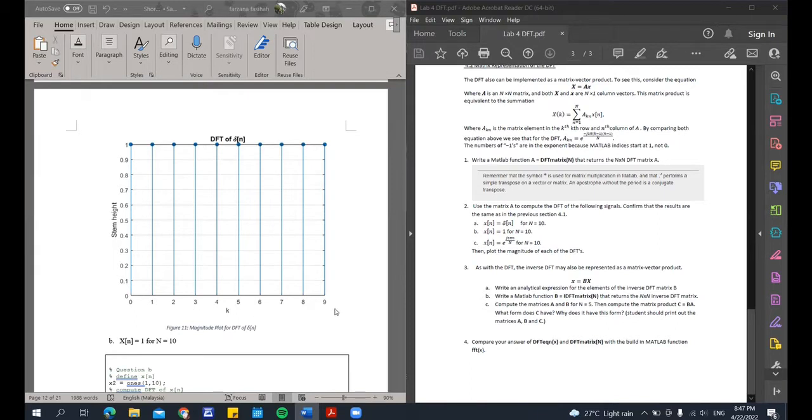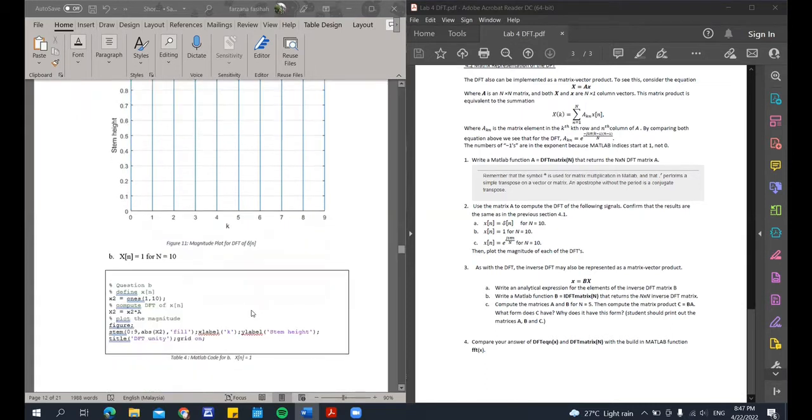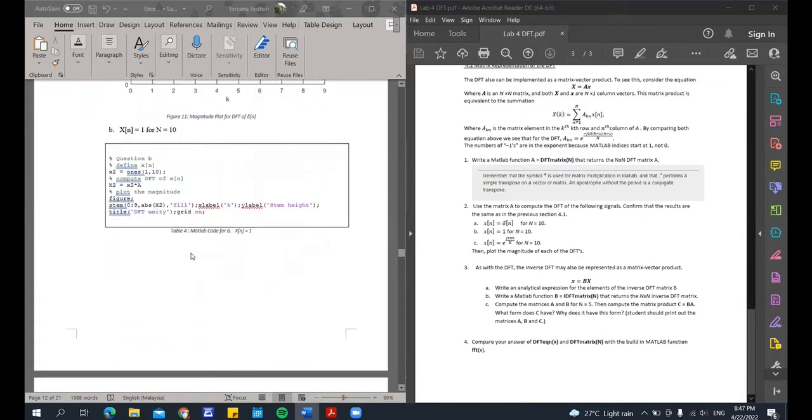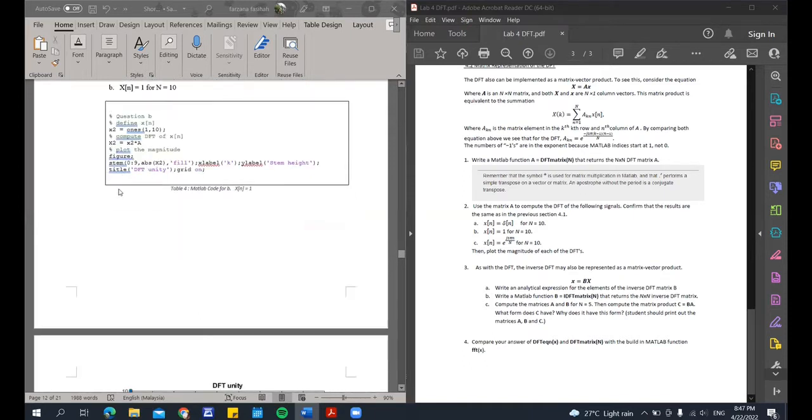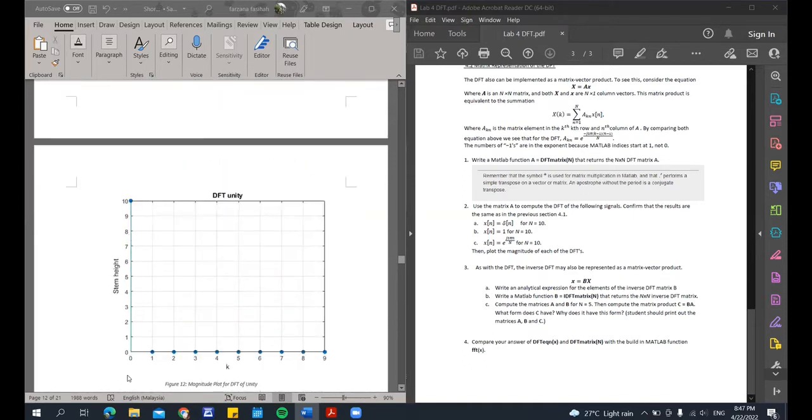SK is the x-axis, stem height is the y-axis, and all the graph is in the same line, same height, from 0 until 9. So here we have 10 samples from 0 until 9. This is for part B. Same coding we use, and for the result here, we also have 10 samples from 0 until 9 with the same stem height. It is at 0.